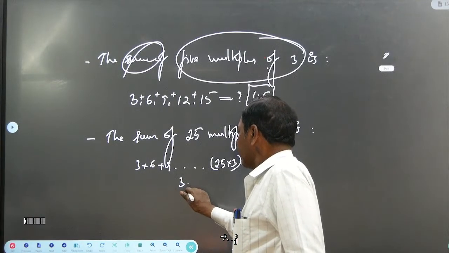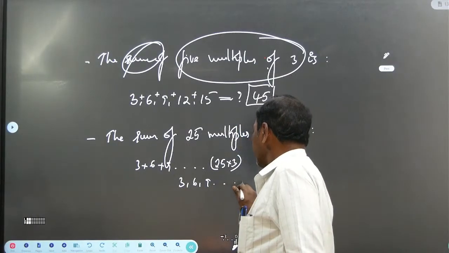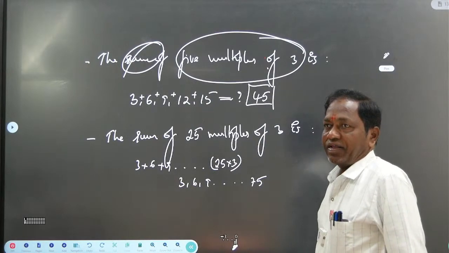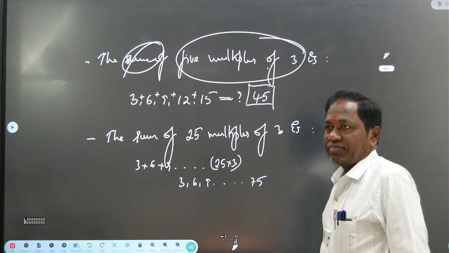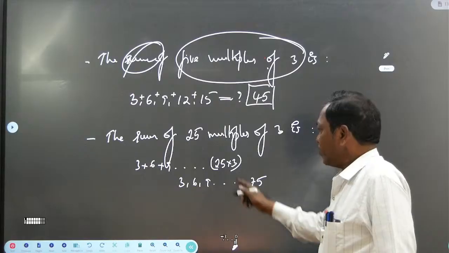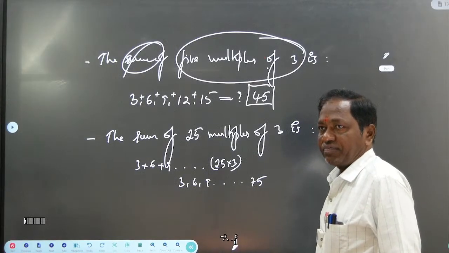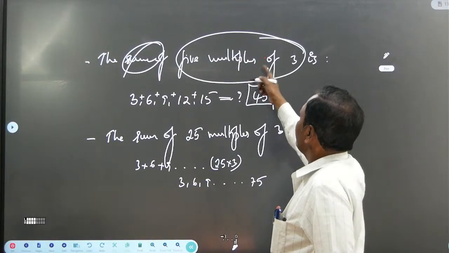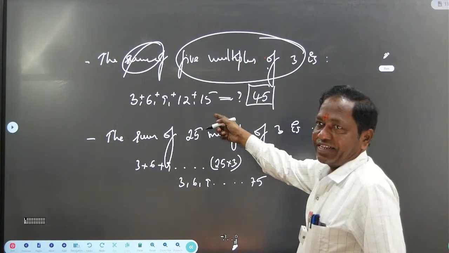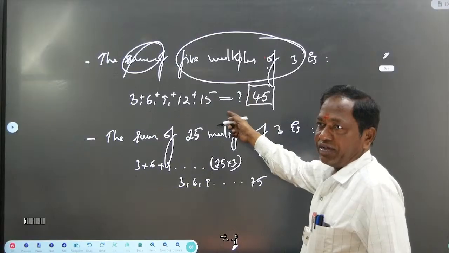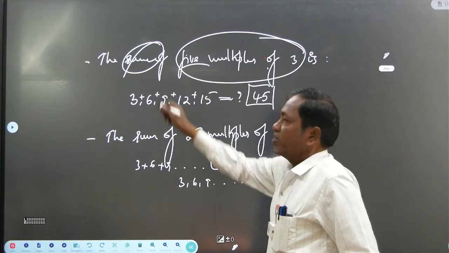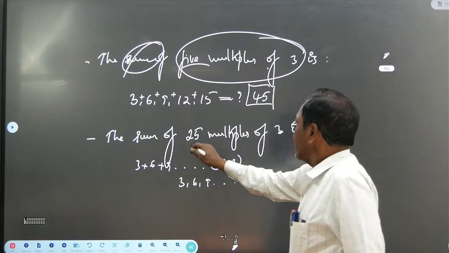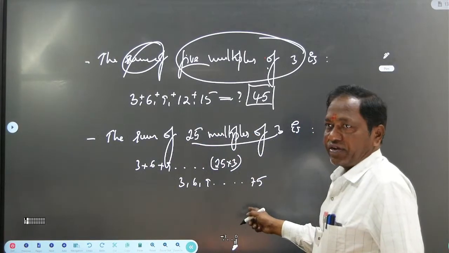It means 3, 6, 9, so this is 75 it will come. Correct? 25 into 3, 75 it will come. For 5, which we wrote here, the last number will be 5 into 3, that is 15. Like that, for 25, 25 into 3 is 75.